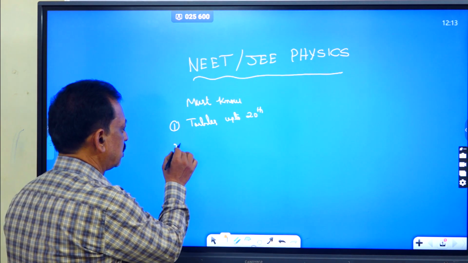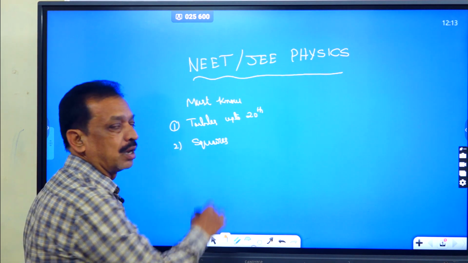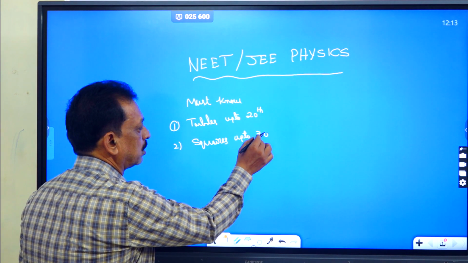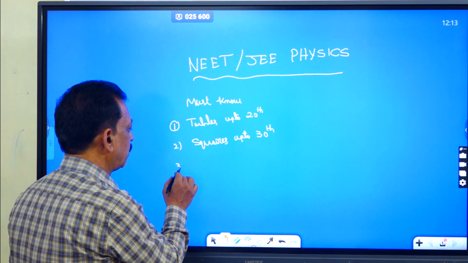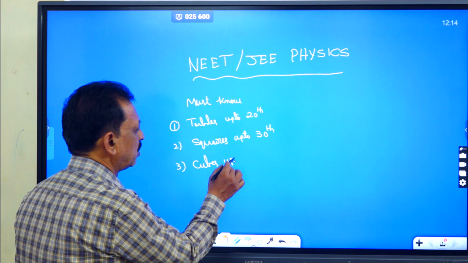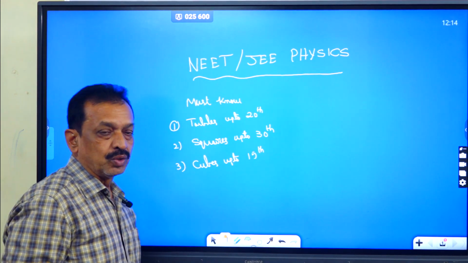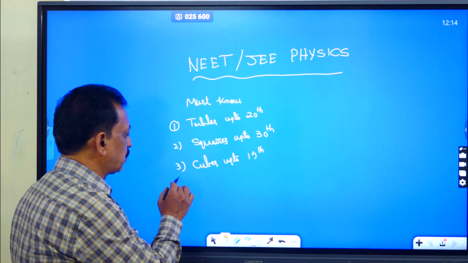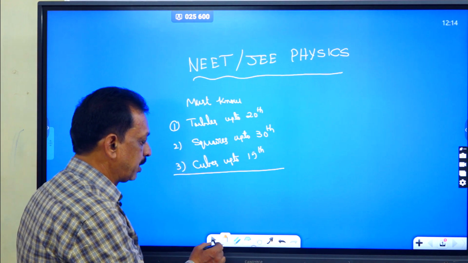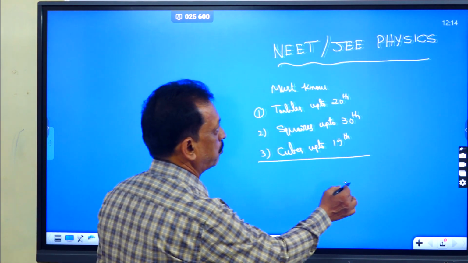And second one, squares, up to 30th. And third one is cubes, up to 10, or better, up to the 15th cube. So this is a must and should have. Every student must learn. If you don't know, please learn slowly and take your time. It is required because we use these while solving the problems.